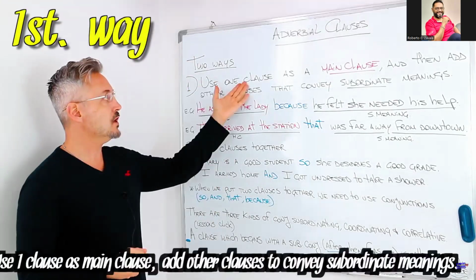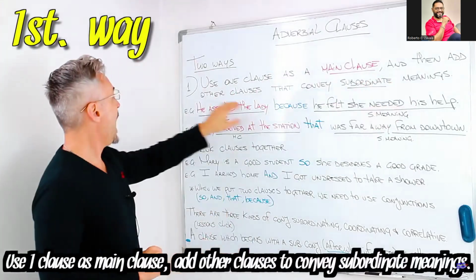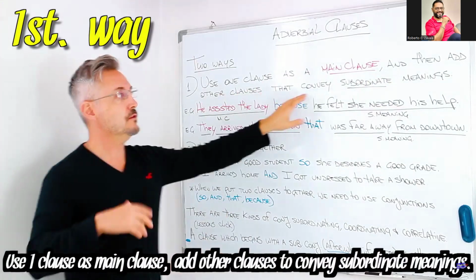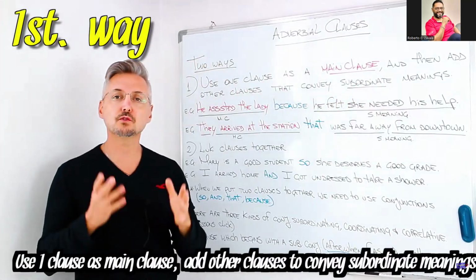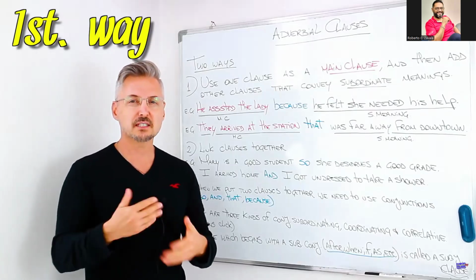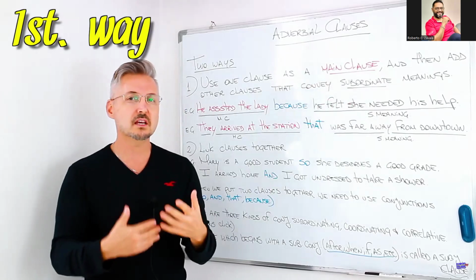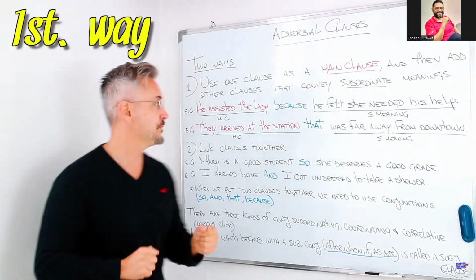We use one clause as a main clause and then add other clauses to convey subordinate meanings. Now, what do I mean by subordinate? Subordinate means secondary, meaning second in importance. Let's take a look at my first example.